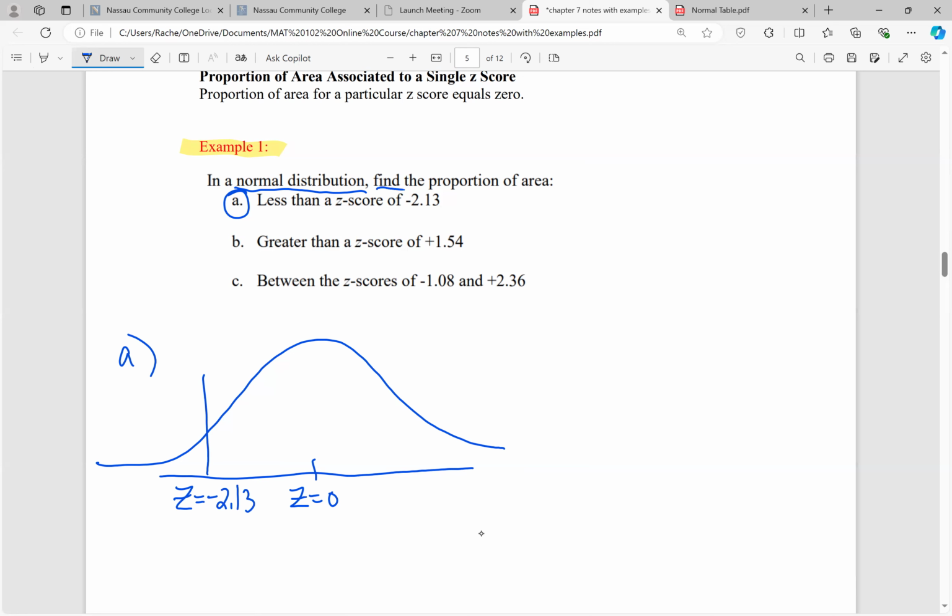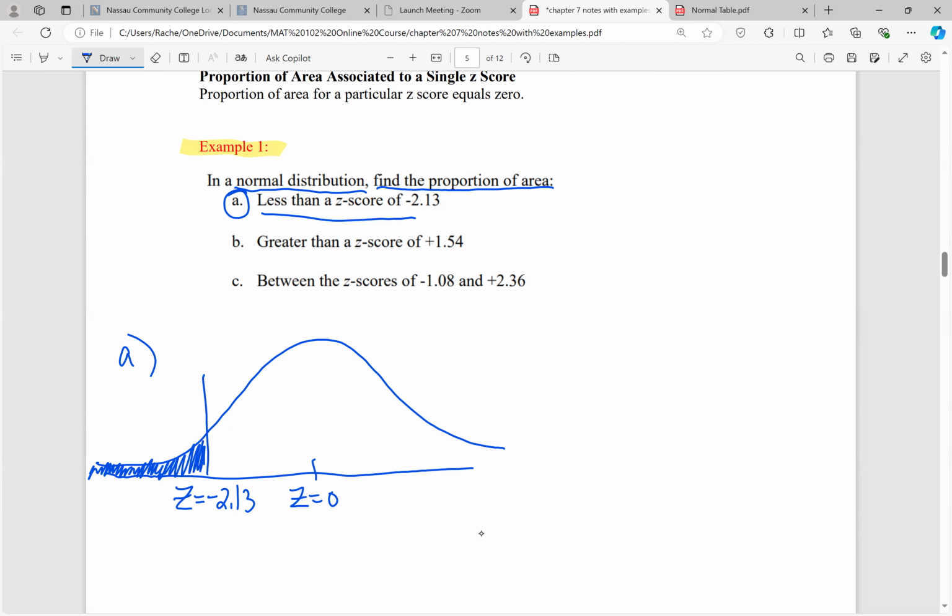I want to find the proportion of area less than a z-score of negative 2.13. So less than is going to be to the left, right? So let's shade the area to the left. So all these z-scores are less than negative 2.13.